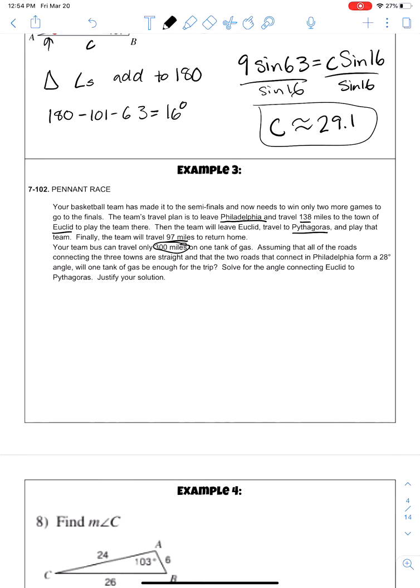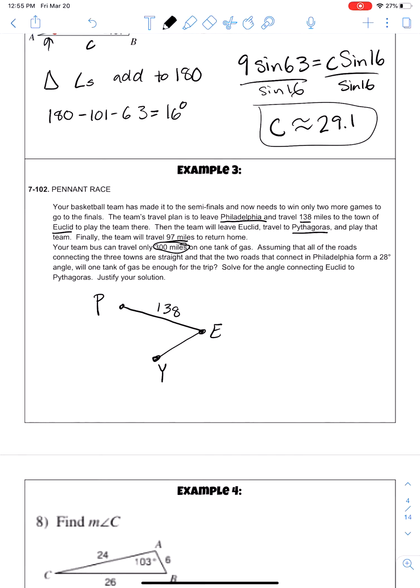Okay, so let's draw a picture first because I need to give myself a visual representation of what's going on. I'm going to call Philadelphia P. So that's our starting point. We then travel 138 miles to Euclid. I'm going to call that E. And then we travel some distance we don't know. We have no idea what this is going to be, but we're going to go to Pythagoras. I'm just going to call this Y since we already have a P.